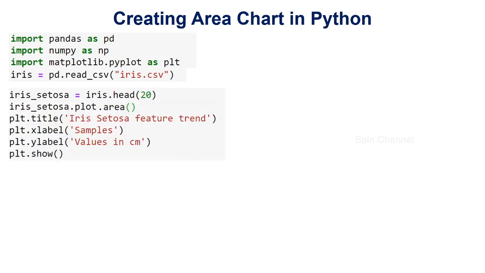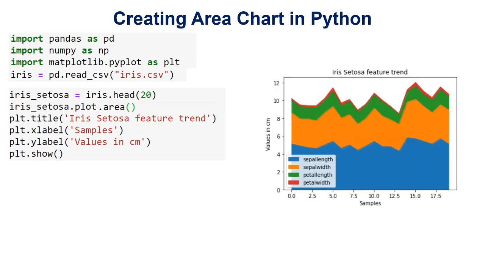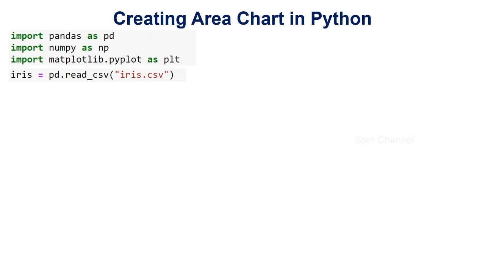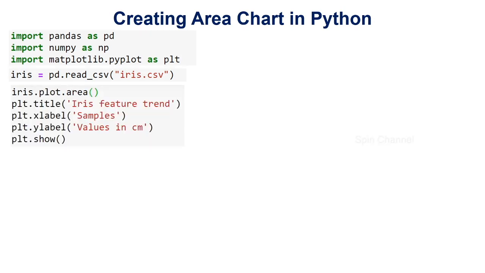The first 20 values of the samples are considered for the plot. So this is the area chart for the first 20 values of iris setosa. This type of chart is called a stacked area chart. Let us try to plot the area chart for the entire data set. So taking the entire data set, plot.area is the function that is used to plot the area chart.